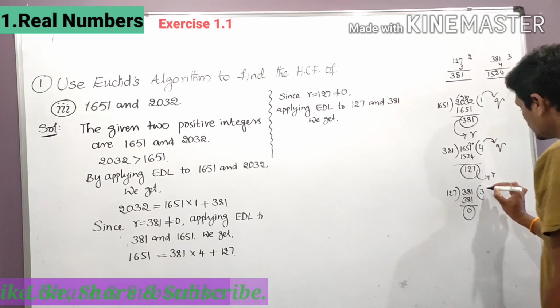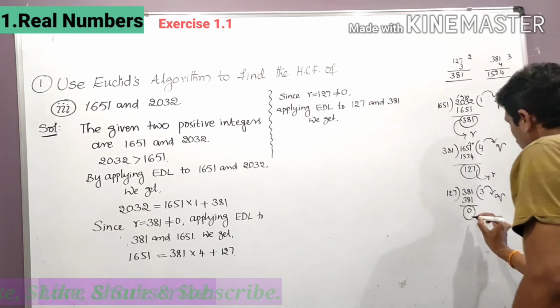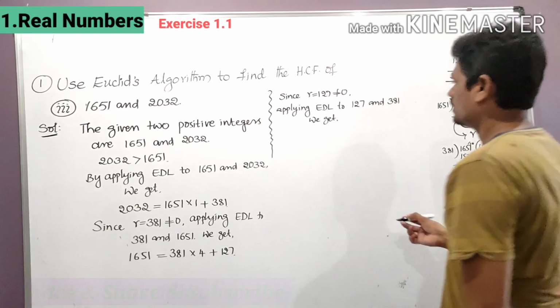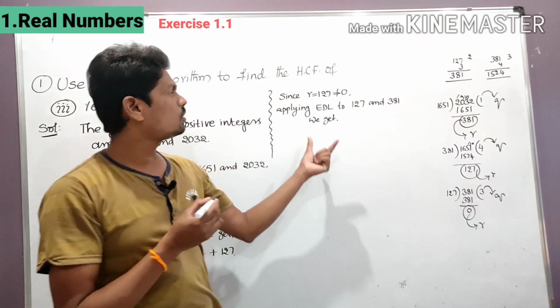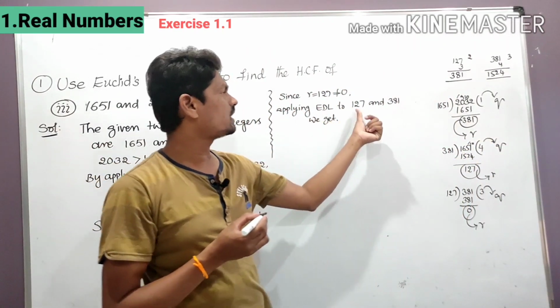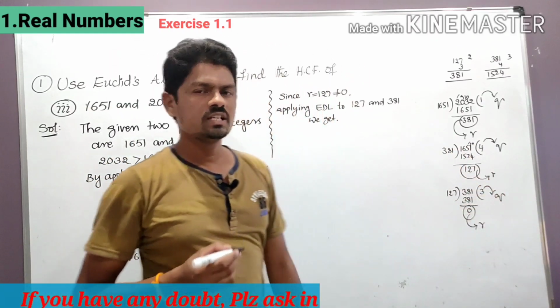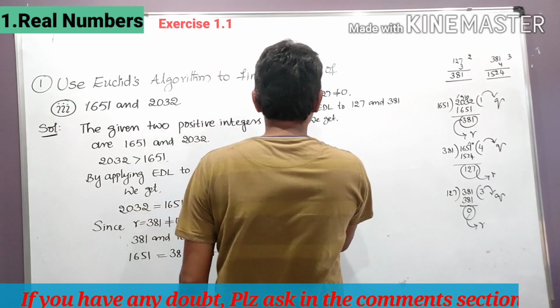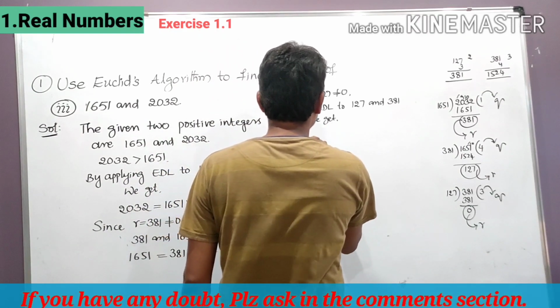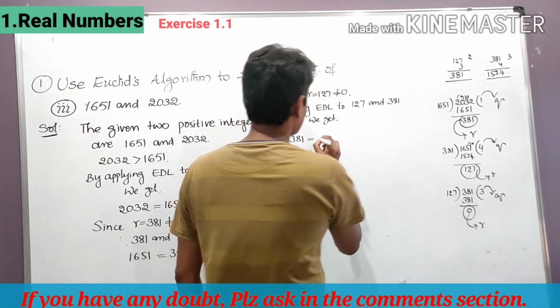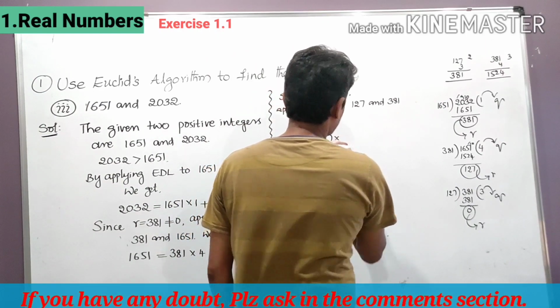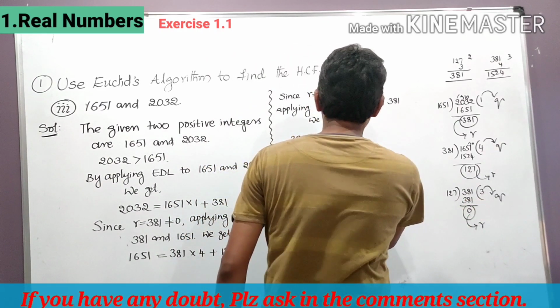Here 3 is the quotient, student, and 0 is the remainder. So again we have to write in the form A is equal to B into Q plus R. Here A is equal to 381, B is equal to 127, Q is equal to 3, R is equal to 0. So A is 381, that is B into Q plus R, where B is 127, student, 127 into Q which is 3, plus R.